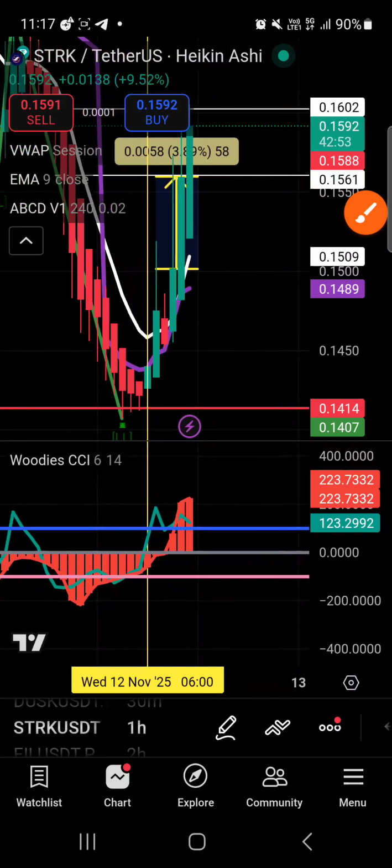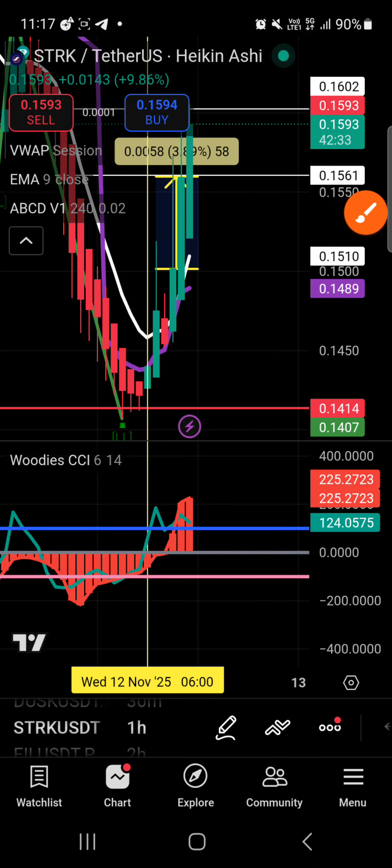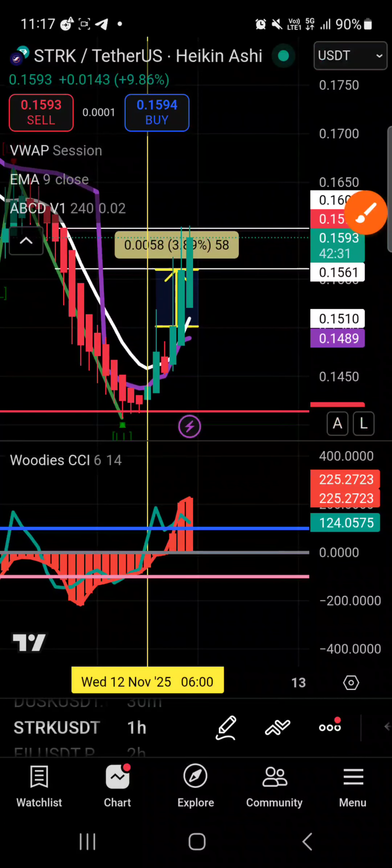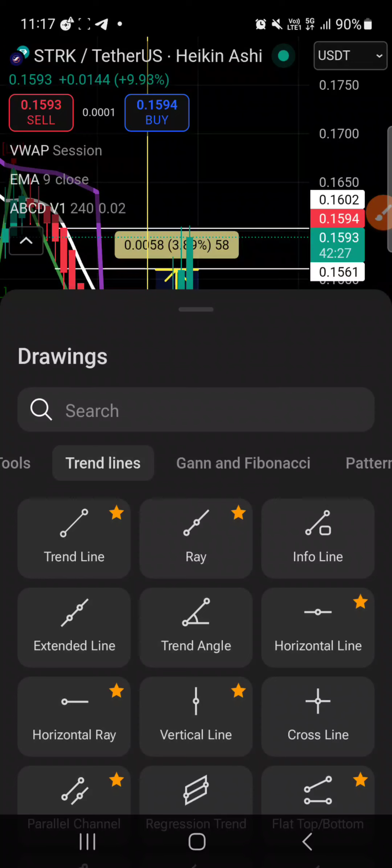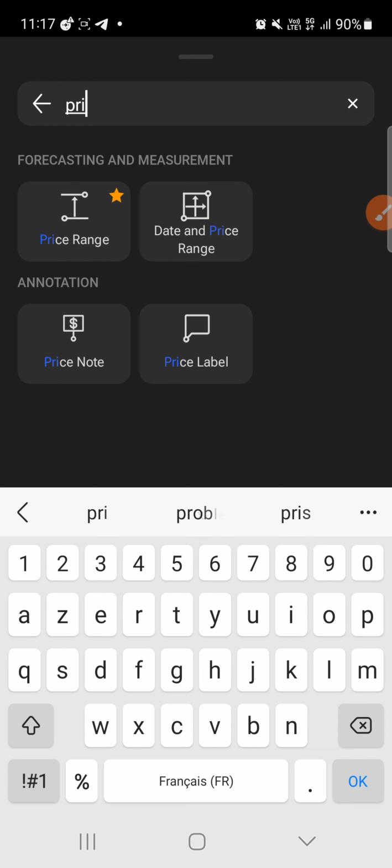So anytime it forms above the zero line, it is a sign of the coin going up. You see here in the morning it was forming around 6 a.m. Now you see what happened. It went up and now the coin is up over 10%. It has hit 10%. So let me take the price range tool.